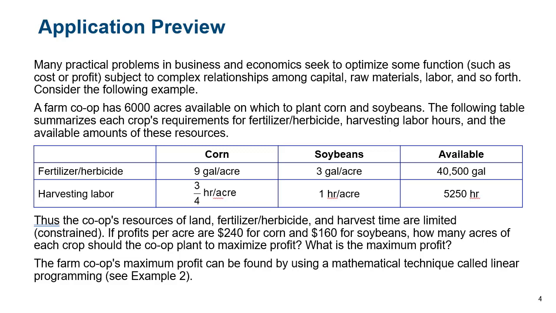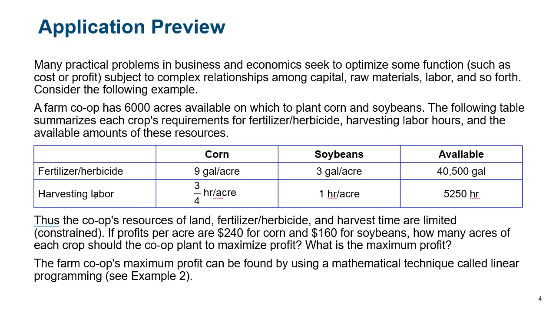We've got a farm co-op that has 6,000 acres available in which to plant corn and soybeans. The following table summarizes each crop's requirements for fertilizer, herbicide, harvesting labor hours, and the available amounts of these resources. So you can see how much area they have for fertilizer, herbicide, right? For corn, they need 9 gallons per acre. For soybeans, 3 gallons per acre, and they have 4,500 gallons to use, right? So it's a limited resource. They only have so much fertilizer, herbicide, and different crops use different amounts.